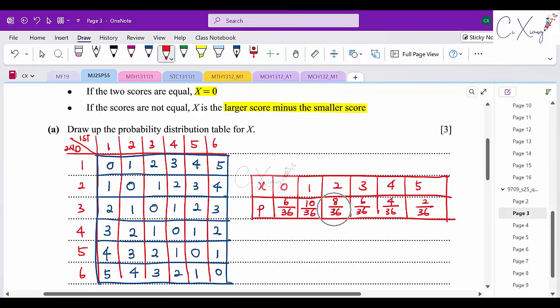And we have this answer. This is our probability distribution table for x. Of course some students will ask whether we should try to simplify. You want to simplify also can, without simplifying also can, no problem, because for the marking scheme, you can see that they actually accept all these values here. This is what you have for part A. Then let's continue to part B.